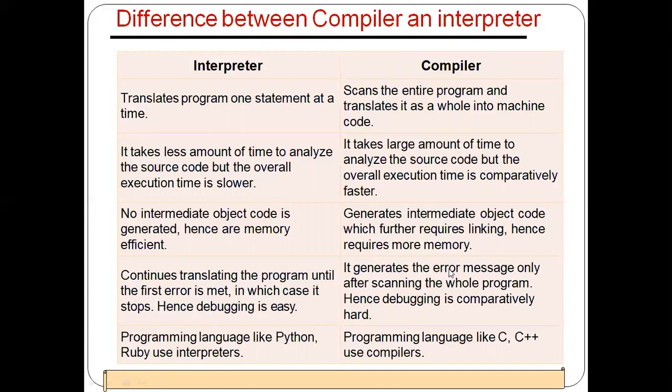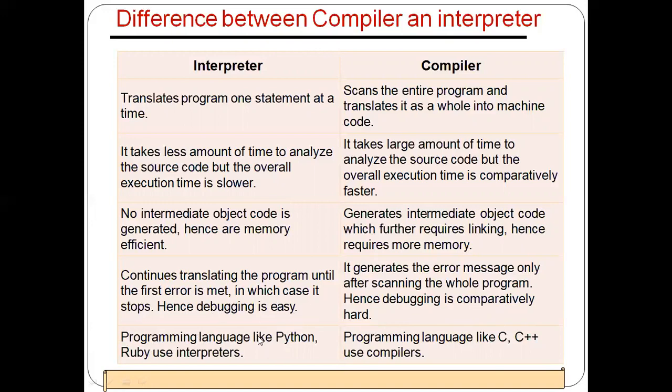Here, the compiler generates the error message only after scanning the whole program. First it will scan the whole program in one go, then it will debug. Debug means it will rectify the error, and it will find the error and show it line by line. Hence debugging is completely hard in this. In the interpreter, debugging is very easy.